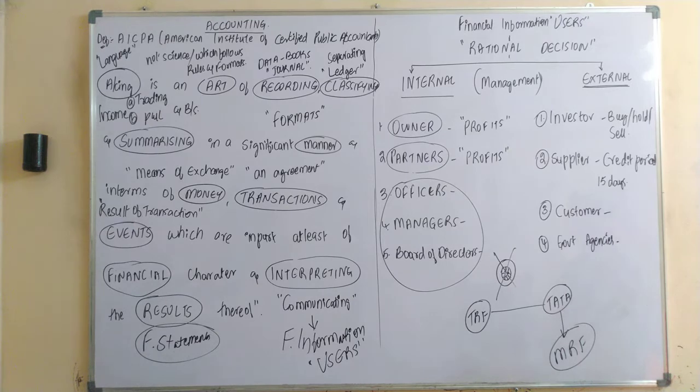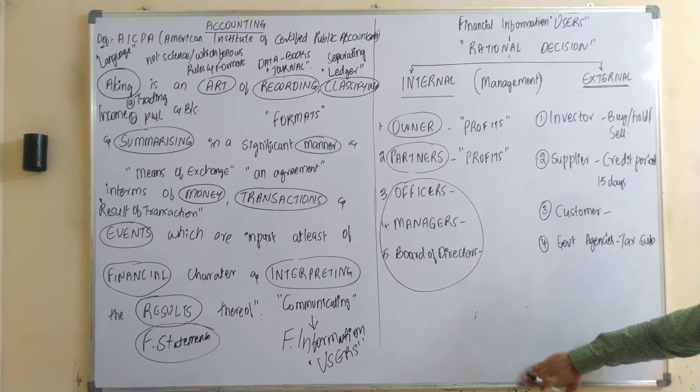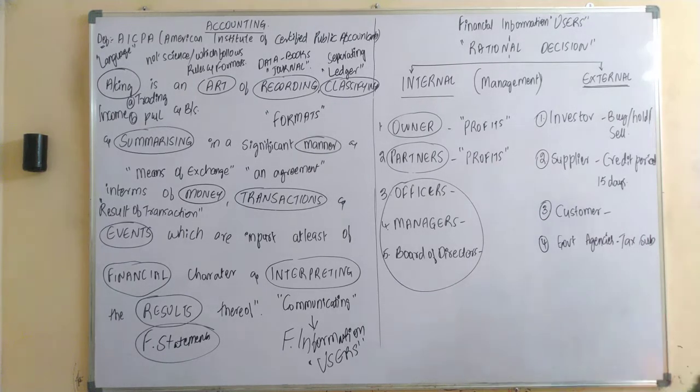Sir, what type of rational decision can the government agencies take depending upon the financial statements, sir? That is nothing but to levy the taxes or to provide the subsidies or not. The government would be depending on the financial statements of the company. Yes or no? Now let's continue.